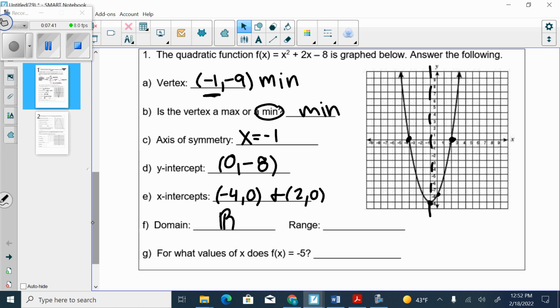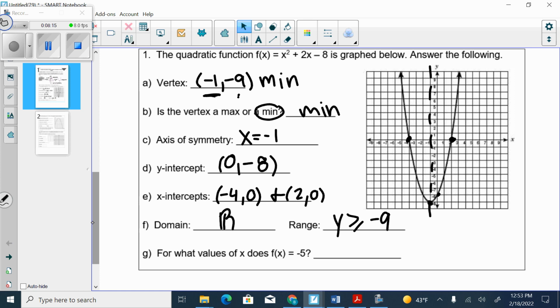Okay, the range. Is this thing ever going to stop going up? No, but does it go down forever? No, we said its lowest point was right here, right? So what's the y value at that point? -9. So it's going to have to be -9 or above, right? So remember, I'm going to write that as y has to be greater than or equal to that lowest point at -9.